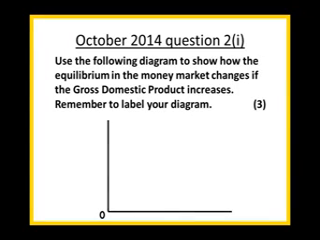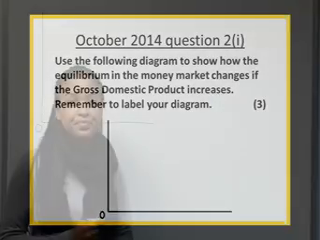In this series of video clips, we'll be doing the October 2014 exam, questions 2, 3, and 4. Question 2.1 is: use the following diagram to show how the equilibrium in the money market changes if the gross domestic product increases. Remember to label your diagram.